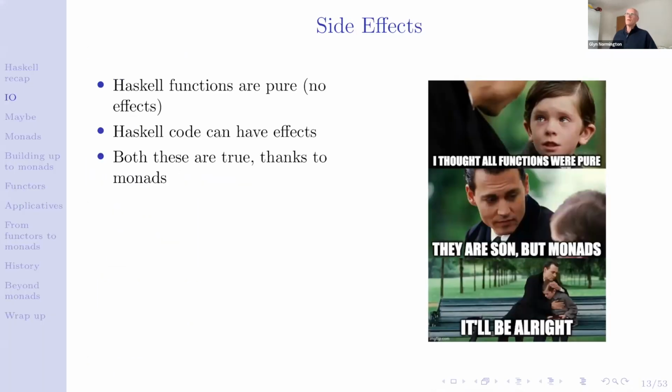Now, the big selling point about Haskell is the functions are pure. There are no side effects. They call them effects in Haskell, no effects. But Haskell code can have effects. You've got to be able to do input and output and network traffic and this kind of thing. So it's a bit shocking when you first come across this apparent contradiction. They're both true, thanks to monads and thanks to some machinery in Haskell.